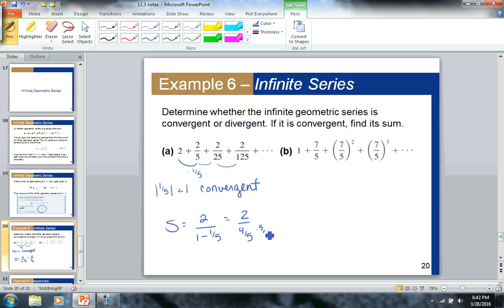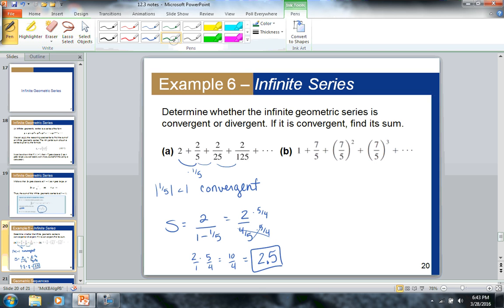Then I multiply by the reciprocal to get rid of the fraction within the fraction. So I really have 2 over 1 times 5 over 4, which is 10 over 4. You could reduce that to 2.5 as a decimal, or 2 1/2 as a fraction. If I kept adding up the sum, notice that the terms are getting smaller and smaller, closer and closer to 0, so they're going to converge. If I added all of them up to infinity, I would get 2.5.